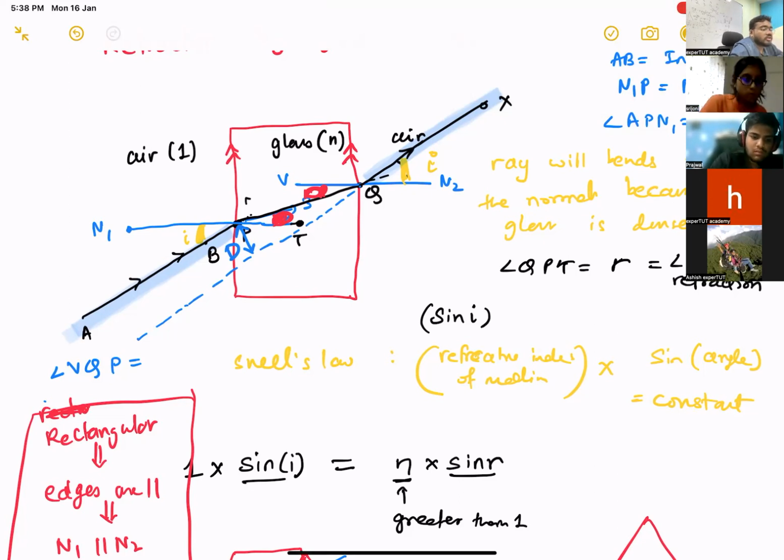Also write the statement. We can only find distance between two parallel lines. Between two non-parallel lines, distance is not defined.